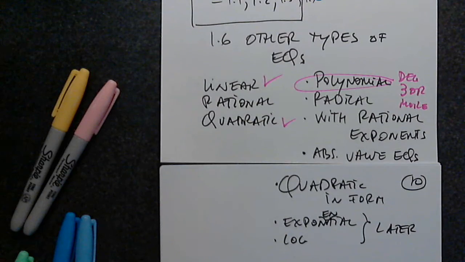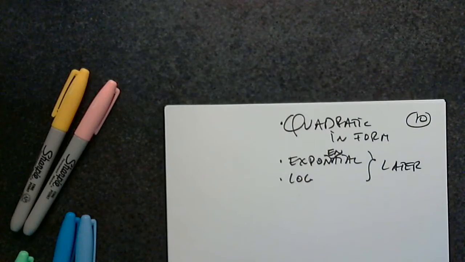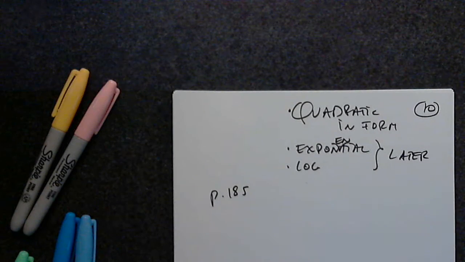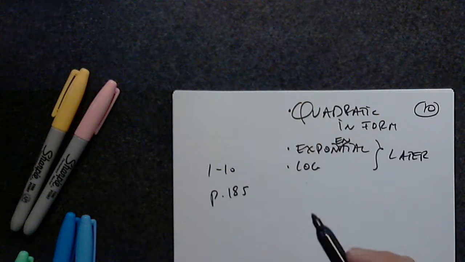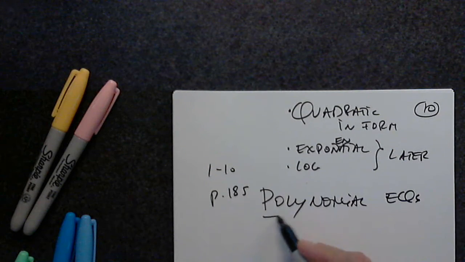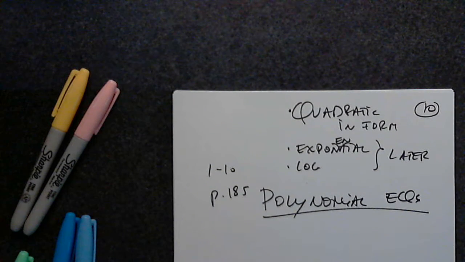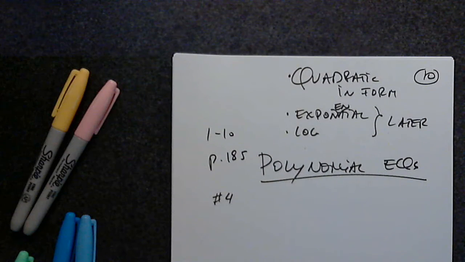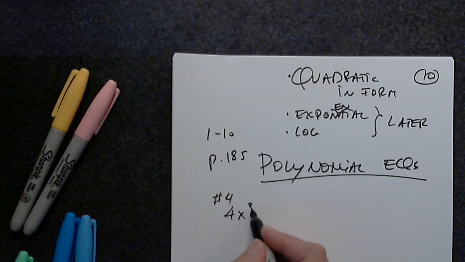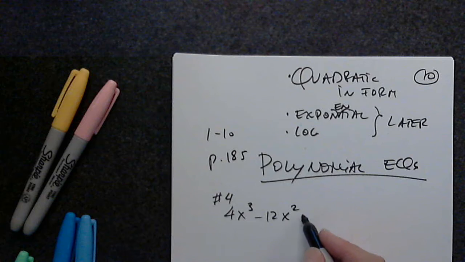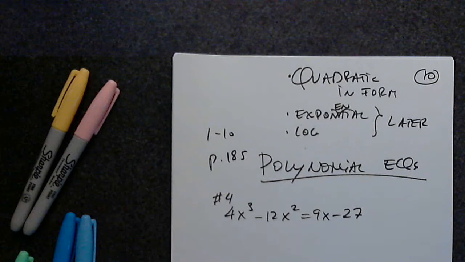If you'd like to choose, we are on page 185. If not, I will. And the first set is between 1 and 10. So we're talking about polynomial equations. You want to choose? Go ahead. If not, I will. 1, 2, 3. Number 4 on page 185. And we have 4x cubed minus 12x squared equals 9x minus 27.